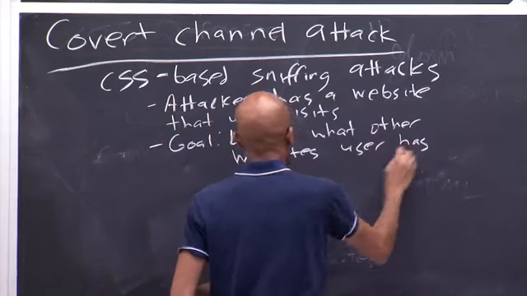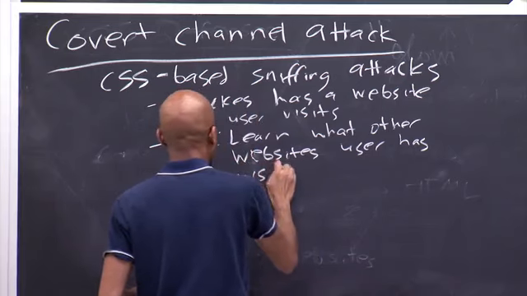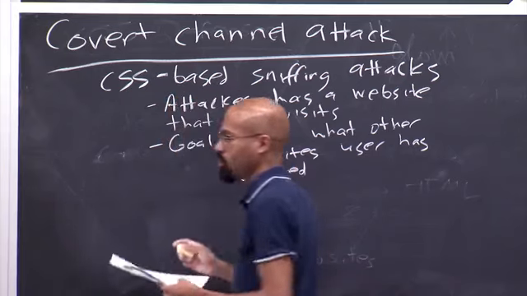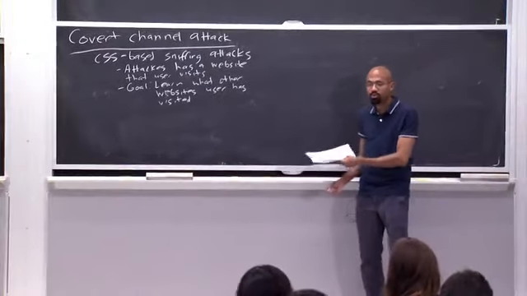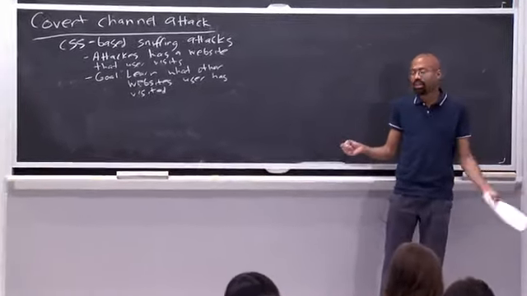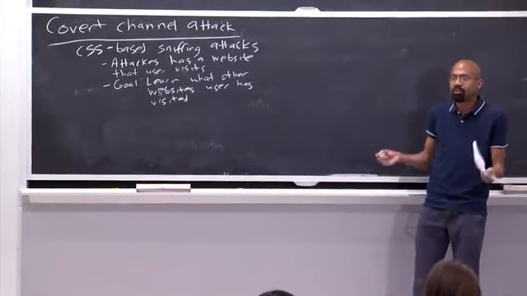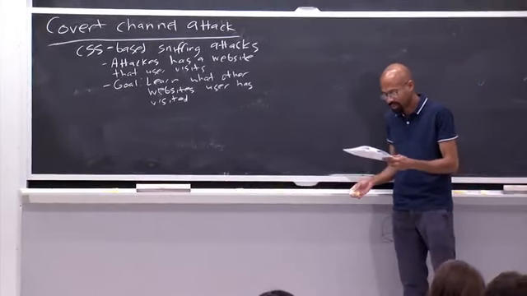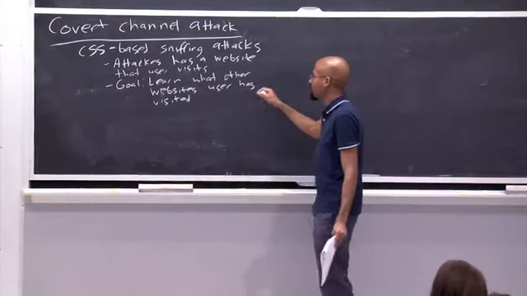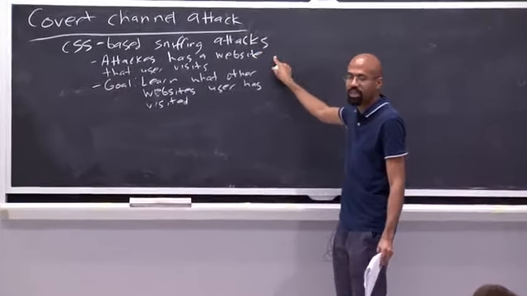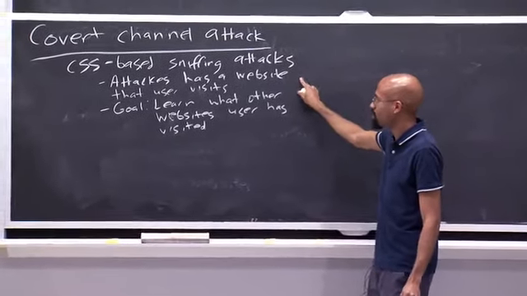And so the attacker might want to know this for several reasons. Maybe they're trying to figure out what kinds of search terms the user's looking for. Maybe they're trying to figure out where that person's employed. Maybe they want to know if they've accessed some type of embarrassing material, and so on and so forth. So how is the attacker going to do that if the only thing that the attacker controls is a website that he or she can convince the user to visit?